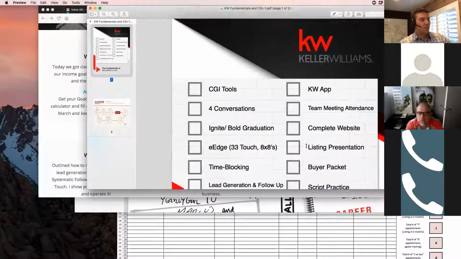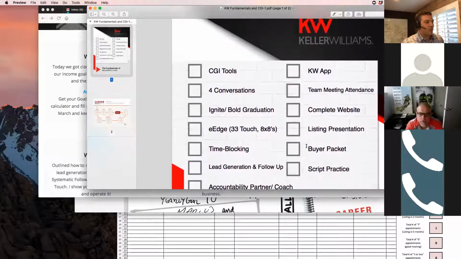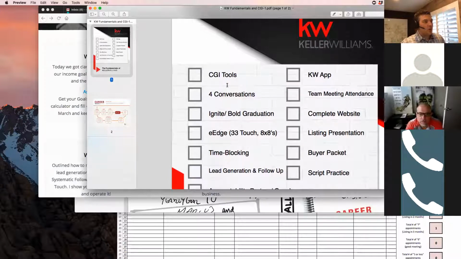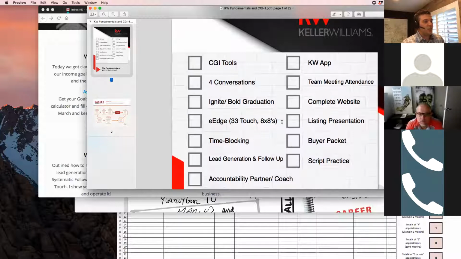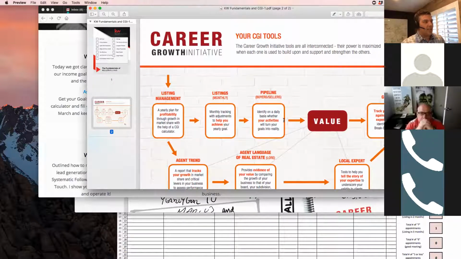Today we're going to jump into another one of the CGI tools. Let me show you real quick where we're at. So here are the fundamentals that we're going to talk about over the time of this course. We've been focusing on some of the CGI tools, and we've covered several of these now, but I want to focus real quickly on the CGI tools.